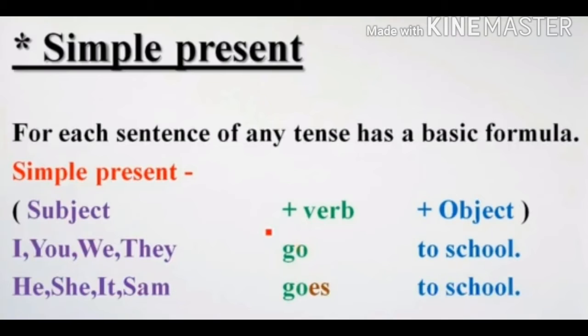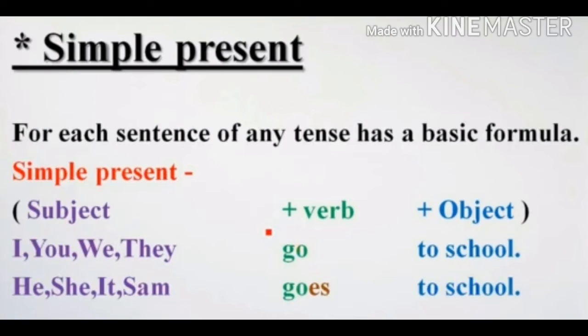Can you see the verb go and goes? With I, you, we, they, we use the verb go, but with he, she, it, and the name of a boy, we use the verb goes. It means while writing a sentence, we must remember that in the verb, for a person's name, maybe a boy, a girl, or an animal's name, or anything, we use the verb plural form.